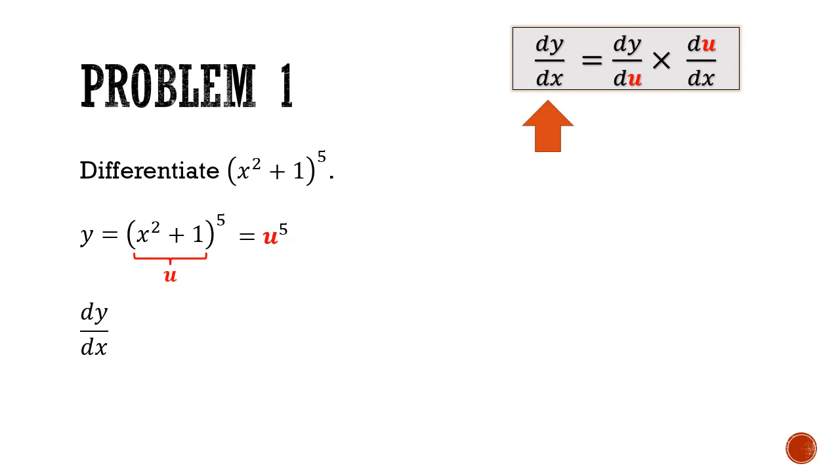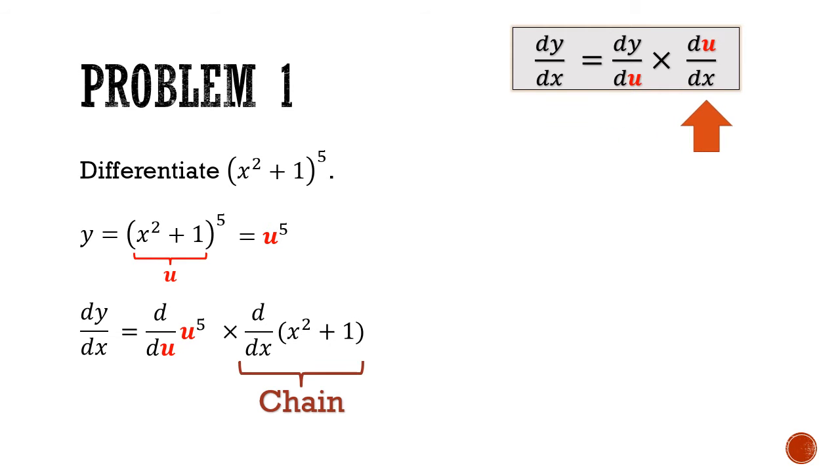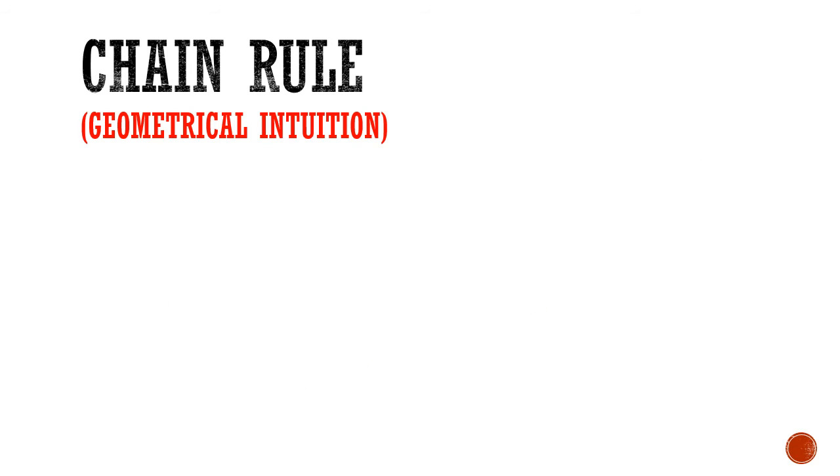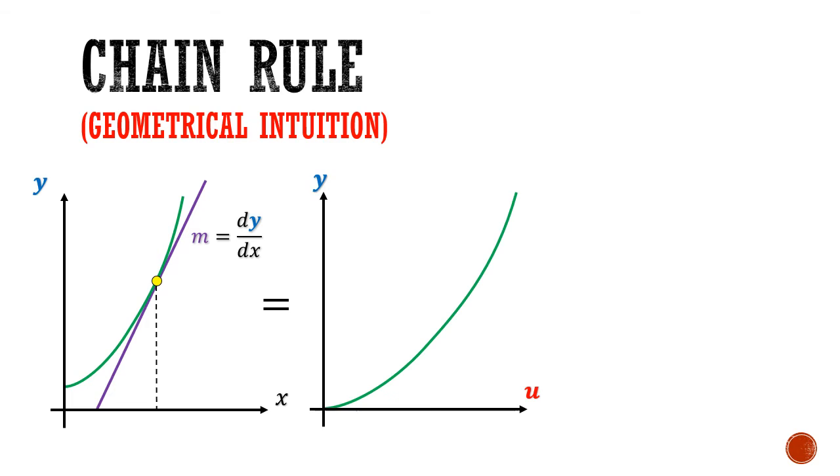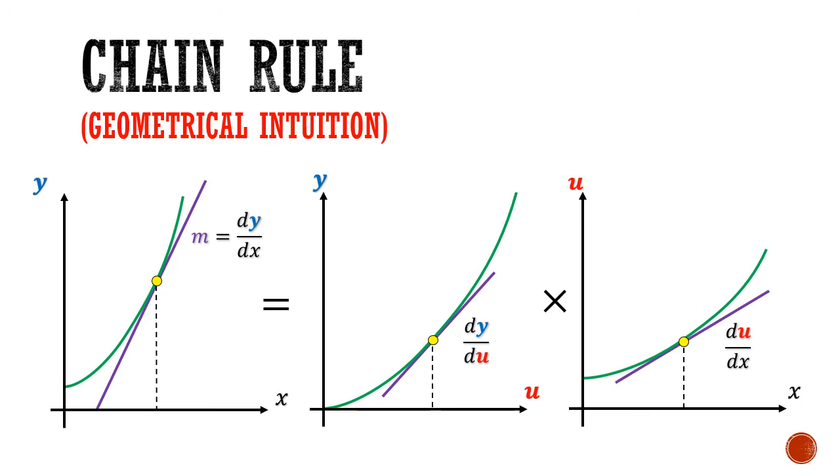So if we want to calculate dy by dx, first we differentiate by u. So we take u to the power of 5 and differentiate it with respect to u. Then we multiply it by the chain, which is d by dx of x squared plus 1. The rest of it will be the same, and you'll get the same answer. So the geometric interpretation is as follows. We can think of dy by dx as the gradient of this purple tangent. It tells us how fast y changes as x changes. This is the same as first finding out how y changes as some function u changes and multiplying it by how fast u is changing with x.